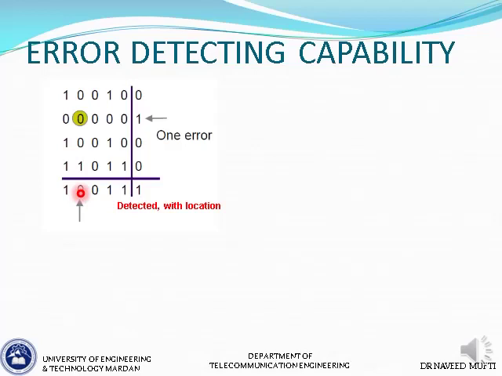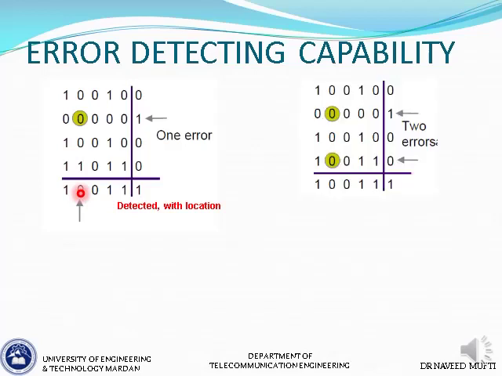Now let's look at another example. Let's look at this example. Once again same procedure. Row number 1, number of ones even, no problem. Number of ones odd, okay, so this row has an error. Number of ones even, no error. Number of ones odd, there is an error. Number of ones even, there is no error.